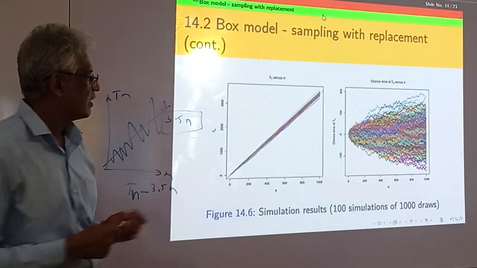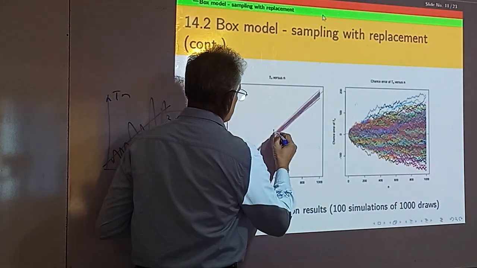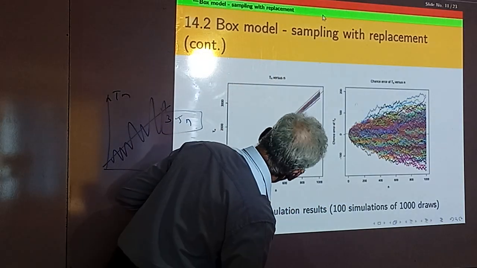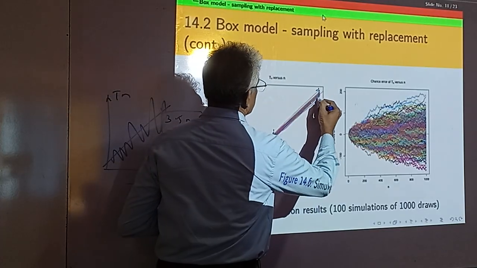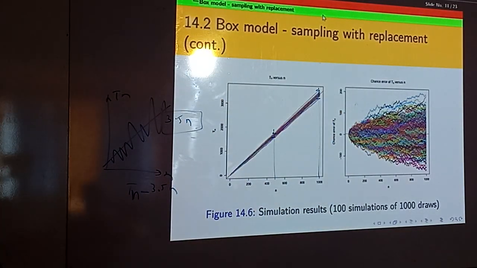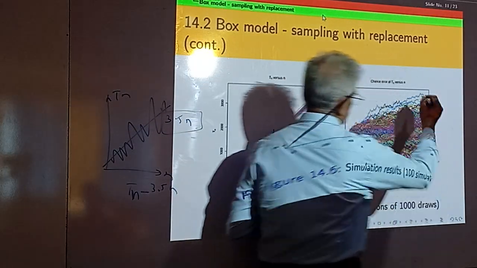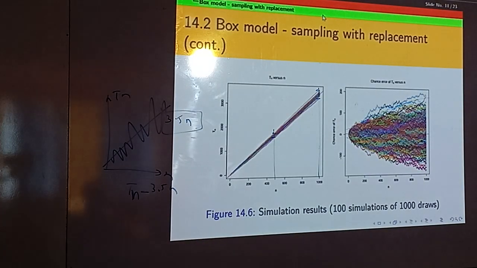For example, the possible values of Tn when n is equal to 500 are from here to here, and this is 1000, 10,000. The possibilities are in a large range. So the chance error you can see clearly is again increasing. The range of chance error increases with n. So that is about the Tn.